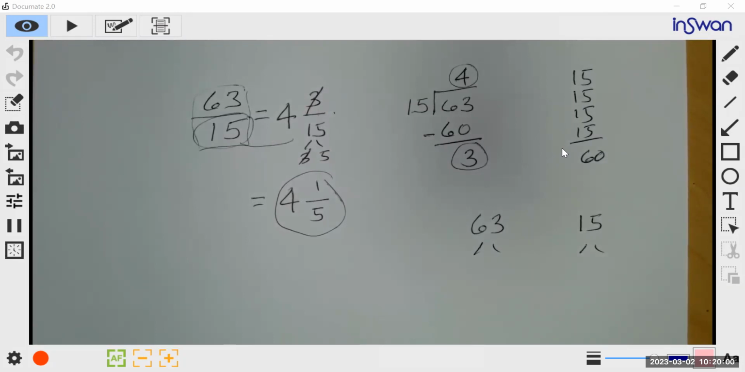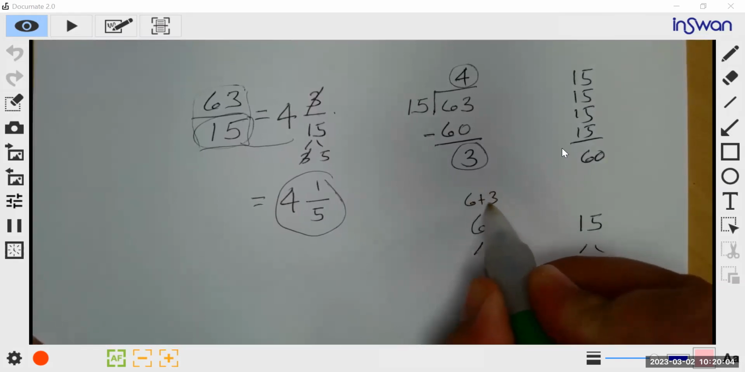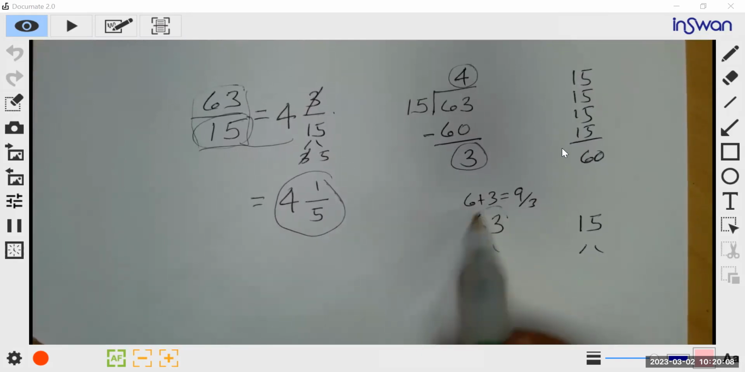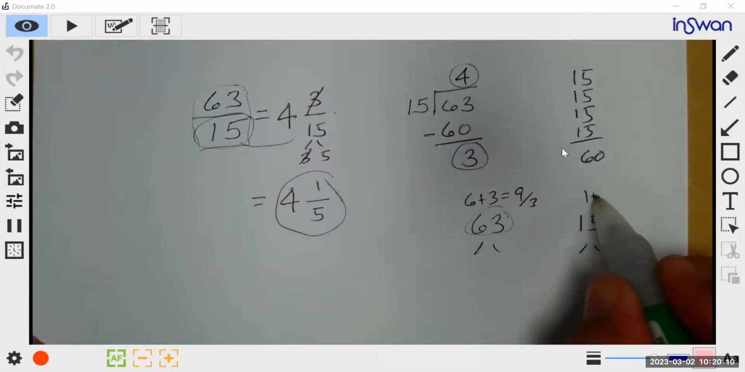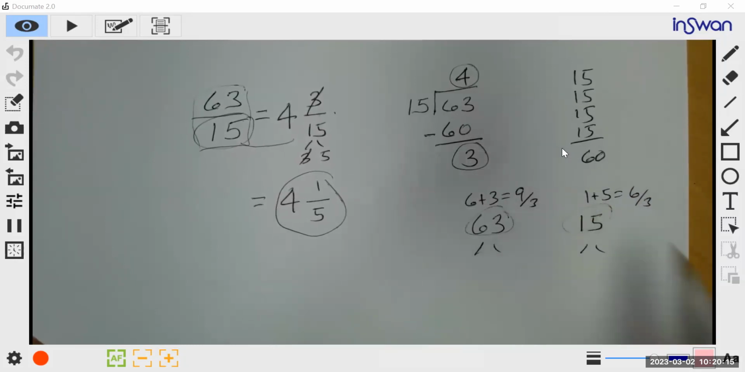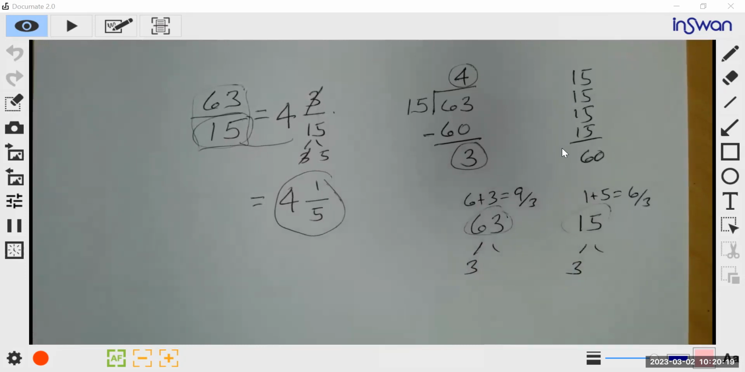Like 6 plus 3 is 9. Exactly, yes. If you add up the digits, 6 plus 3 was 9. 9 is divisible by 3, so that means this number is divisible by 3. 1 plus 5 is 6. 6 is divisible by 3, so this number is divisible by 3. So we know that they both have a 3 in common.